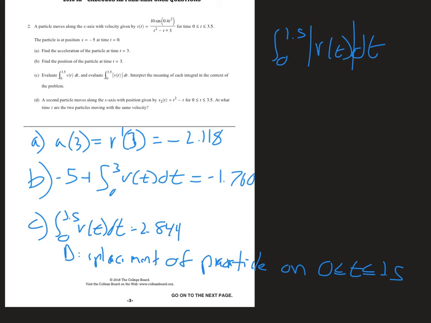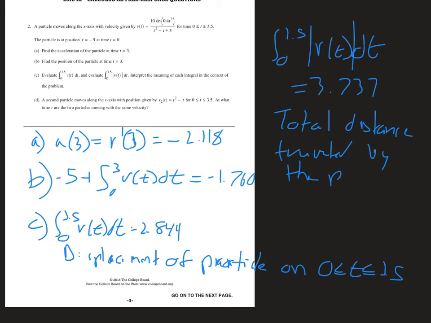Plug that one into your calculator, and you're going to get 3.737 approximately. And what that one means is the total distance traveled by the particle on the given interval.